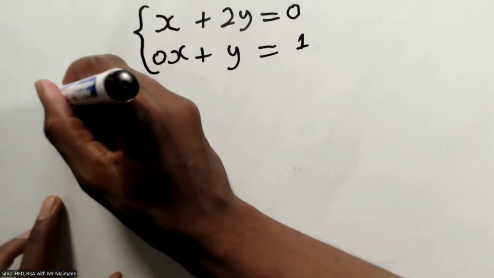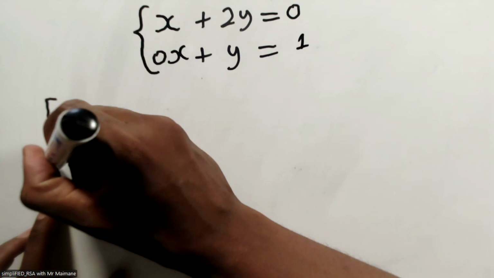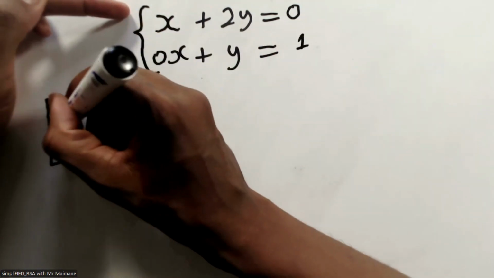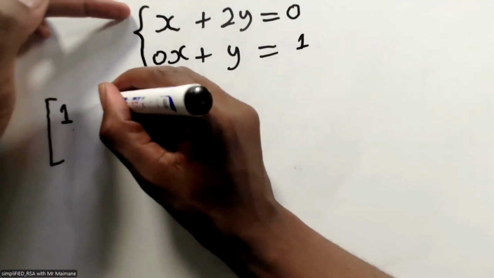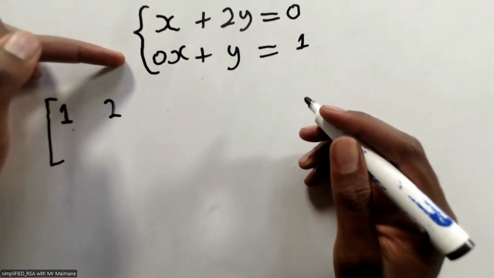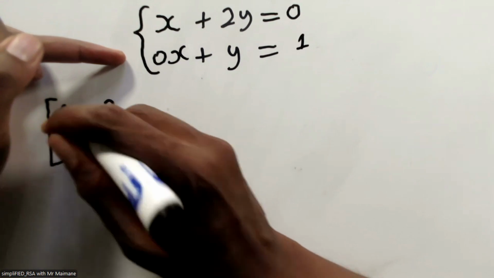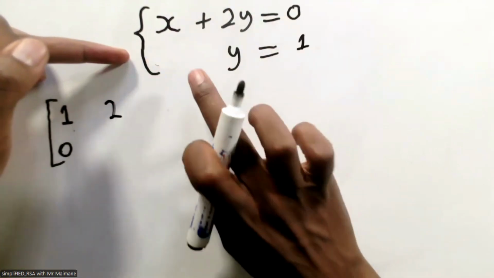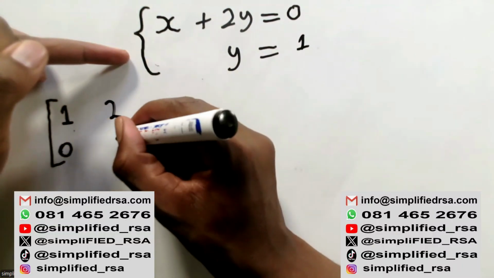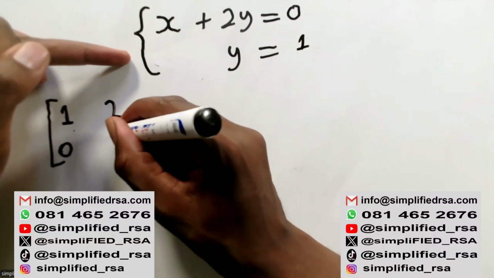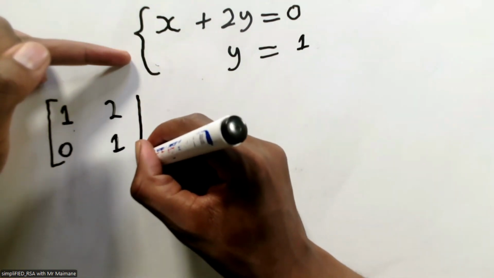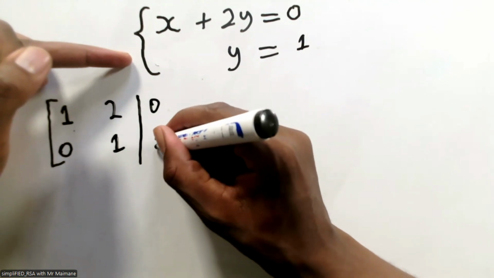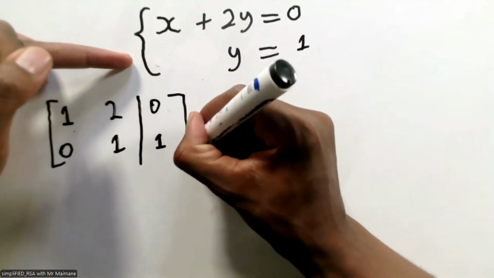So if I was to write this in matrix form, these would be the coefficients, for the top one first, the coefficient of x would be 1, the coefficient of y is 2, and then for the bottom one, the coefficient of x is 0. So even though it was not represented, I know that I have 0x here plus y, which is 1, and then this should give me 0 and 1. So this is me writing this in matrix form.